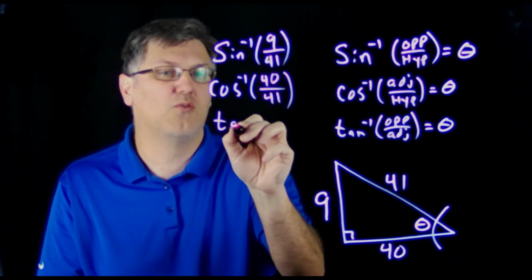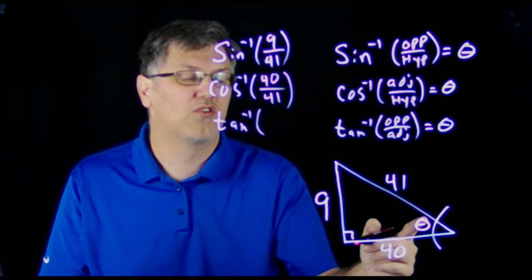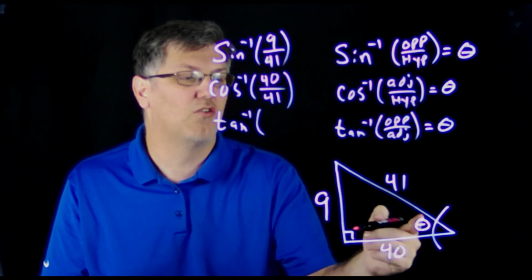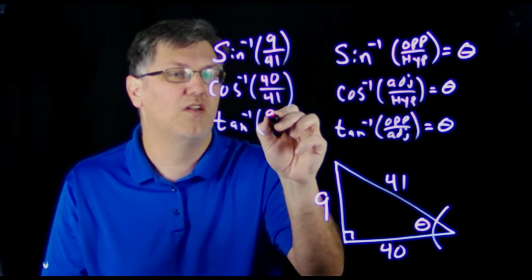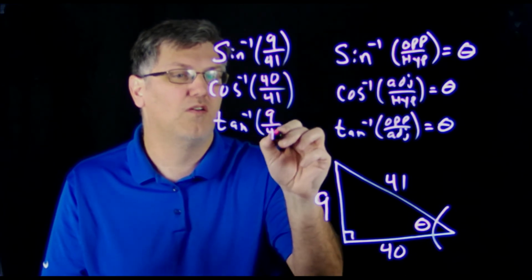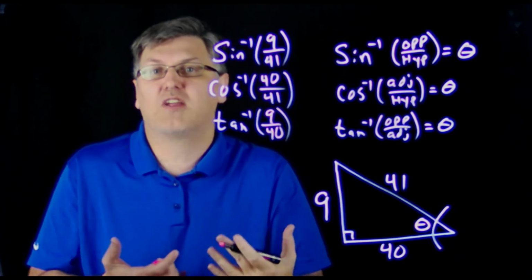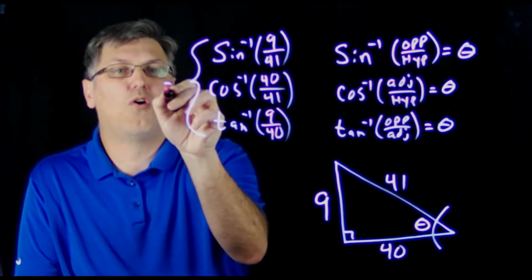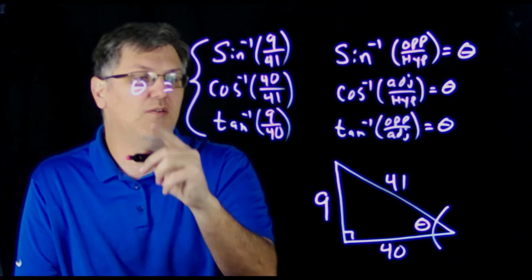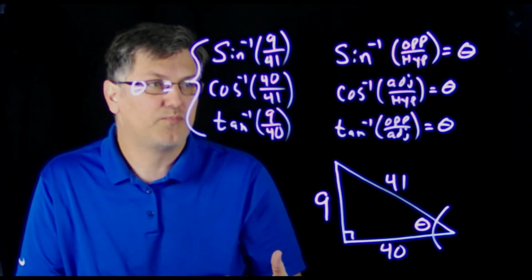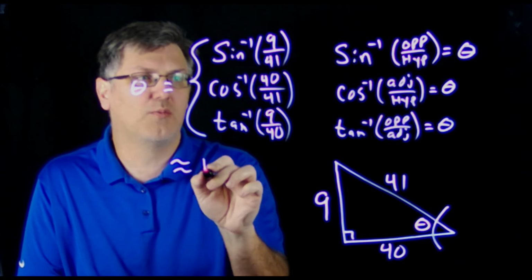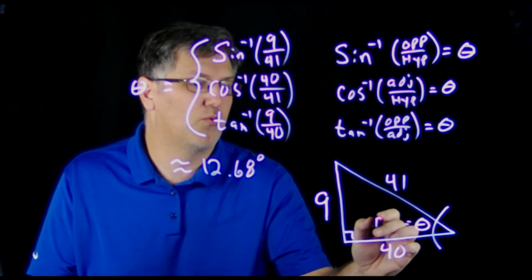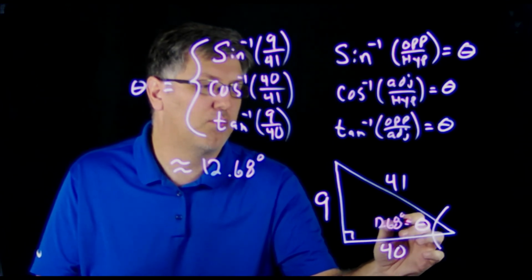And of course, then we could still do arc tangent as well. Tangent is opposite over adjacent. So my opposite, once again, directly opposite of theta is 9. My adjacent is 40. Now you can type all three of these in the calculator, but you're actually going to get just one answer. These will all equal theta, and when you put this into the calculator, the angle you're going to get is approximately 12.68 degrees. So theta here is 12.68 degrees approximately.